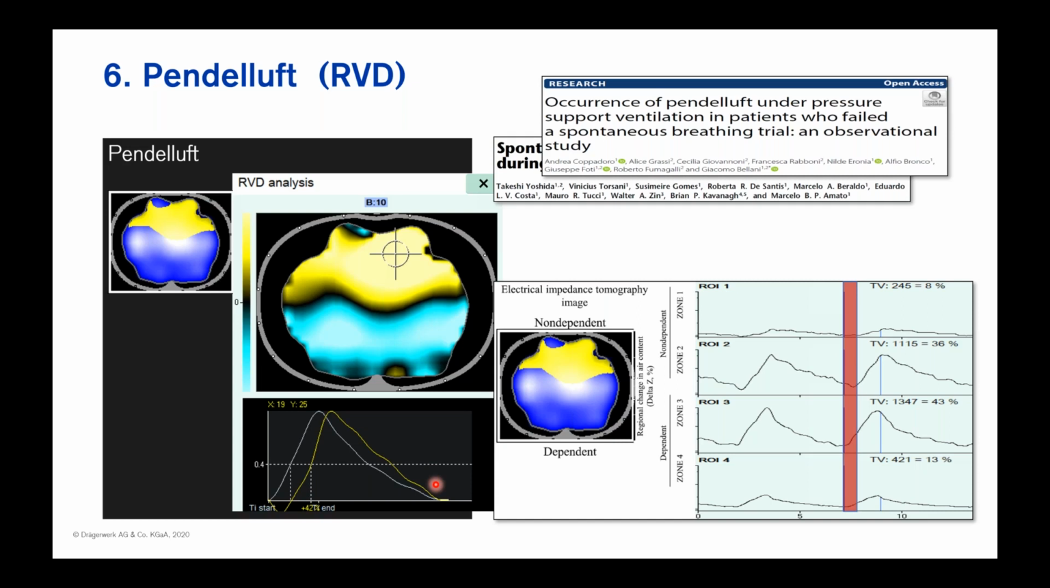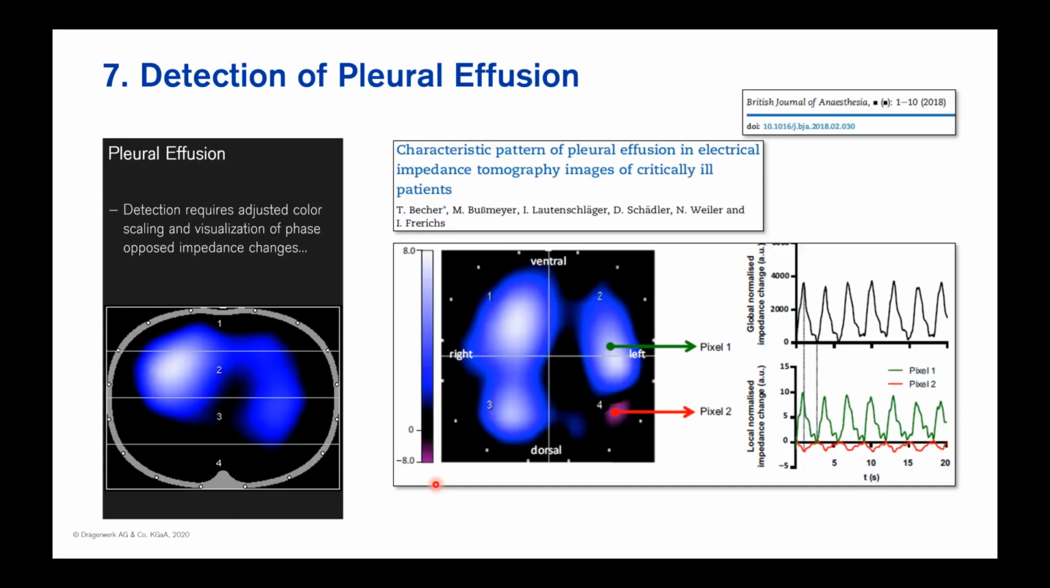Now, those were two examples of characteristic patterns created by the yellow spots in the images. And then at the other side, we can also detect pleural effusion. And to detect pleural effusion, we have to focus on the so-called purple spots or phase opposed signals. Phase opposed signal means when we see ventilation in the pixel 1, represented by this green waveform here.